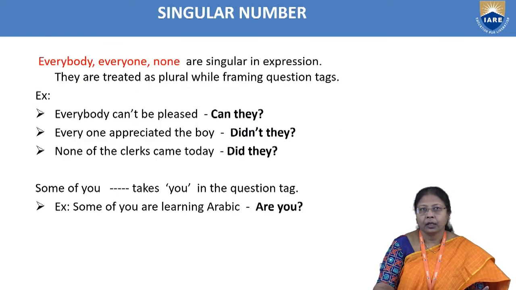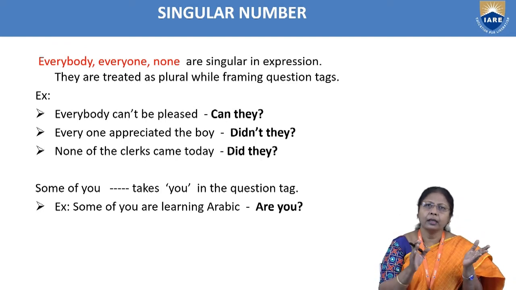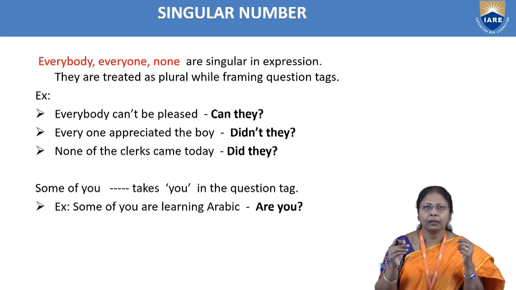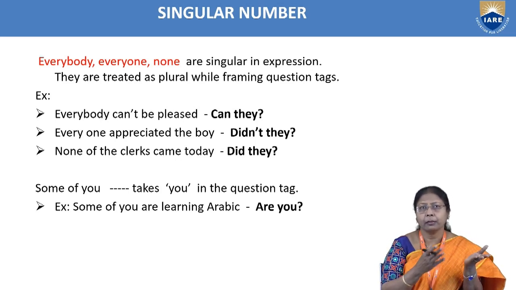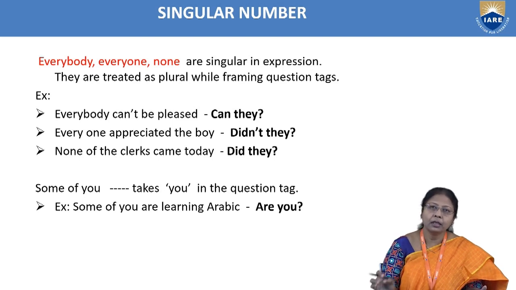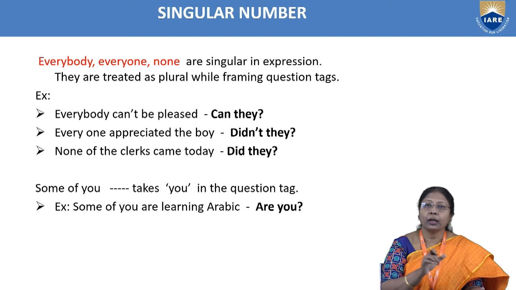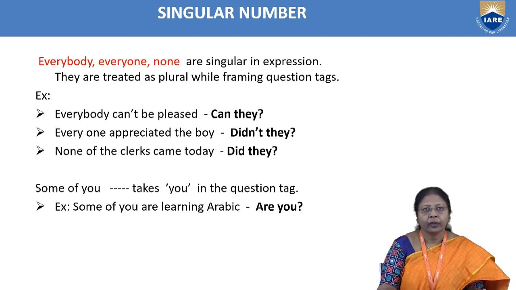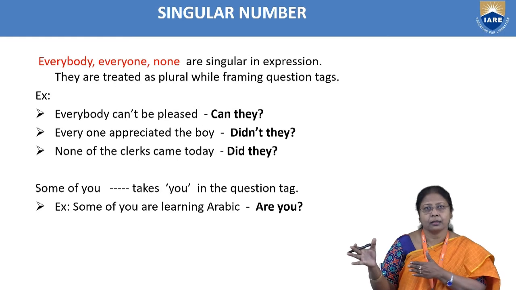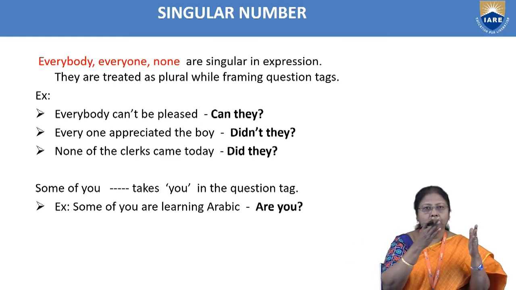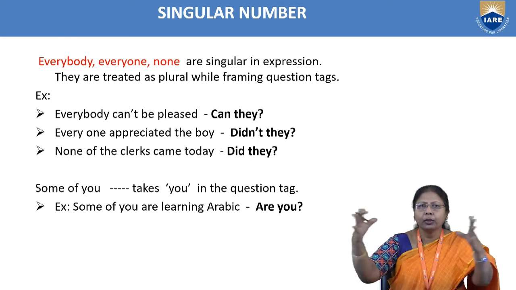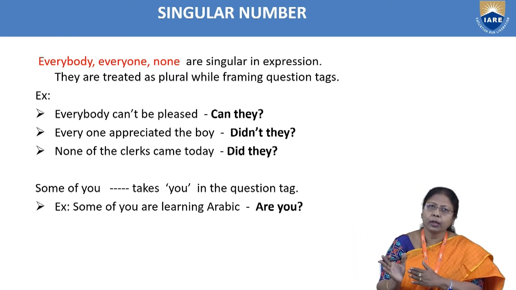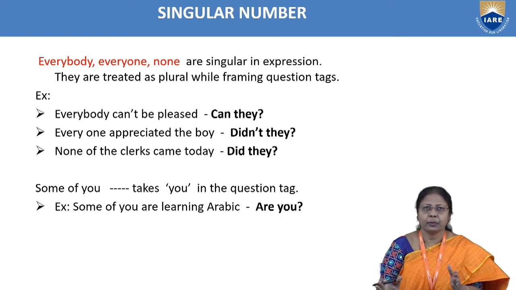And then singular number. Everyone, everybody, none. They are singular in expression. When we read these expressions, everybody, everyone, none, we feel that these are singular in expression, but we should not take them that way. These expressions are treated as plural while framing question tags. Everybody in the class means this boy, that boy, this girl, all put together. The expression is plural here.